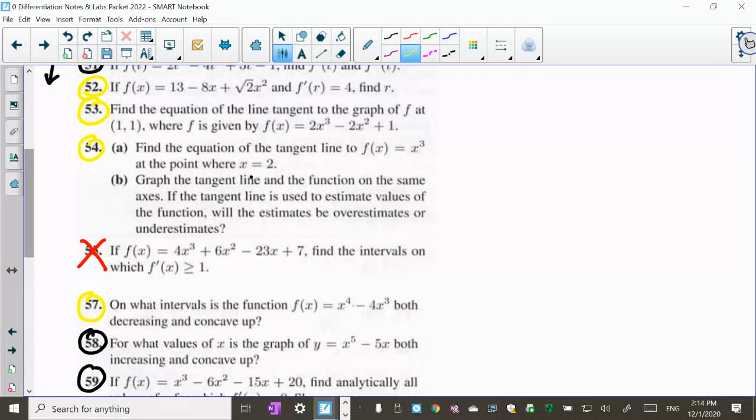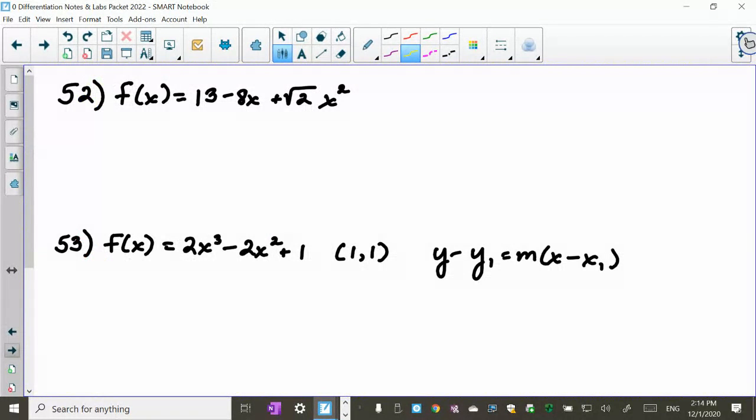So I'm going to start doing this. As I do this, I copied part of the problem down, but if you really need to see it, it's there. So I'm just going to start a couple. Here's 52, and they have this function, and then they want you to find the r where f prime of r equals 4. So basically what you want to do on this one is take the first derivative and then put it equal to 4.